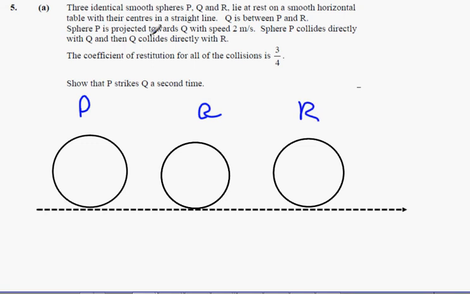Q is between P and R, so we have P, Q and R. Sphere P is directed towards sphere Q with a speed of 2 meters per second. Sphere P collides directly with Q, and then Q collides directly with R. The coefficient of restitution between each collision is 3/4. Show that P strikes Q a second time.